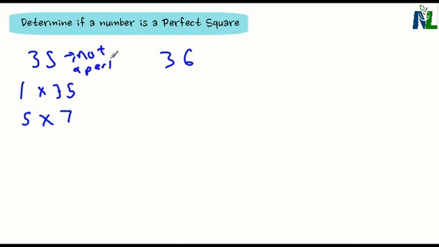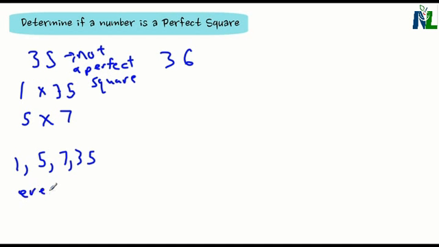Now the other thing I'll do with this is list out those factors, in order. 1, 5, 7, and 35. So you can see here that I have 4 factors. 4 is an even number of factors. So whenever I have an even number of factors, I know I'm not a perfect square.